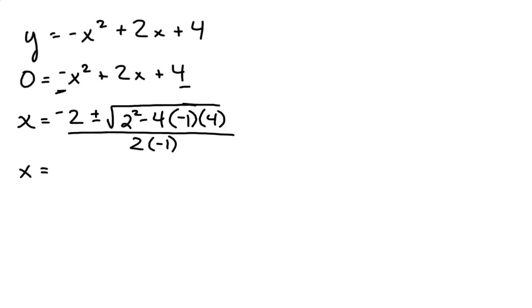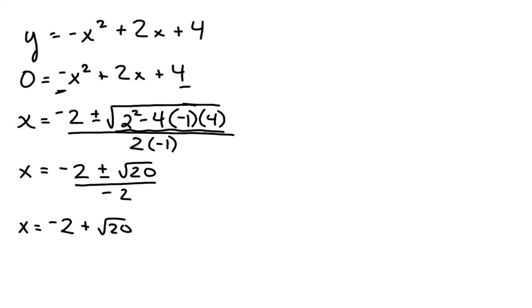So in this case, x works out to be negative 2 plus or minus root 20 over negative 2. Now we're trying to get x-intercepts on a graph. I can now just plug this into my calculator because I just need the x-intercepts. Negative 2 plus root 20 divided by negative 2, and negative 2 minus root 20 divided by negative 2. When I do those calculations, technically here we get 1 minus root 5.